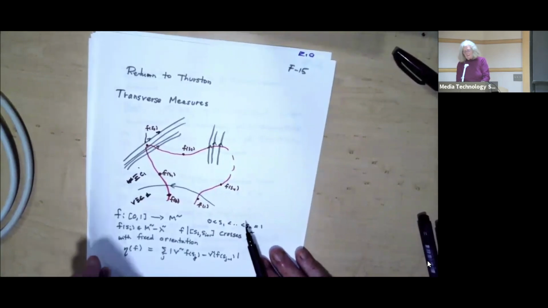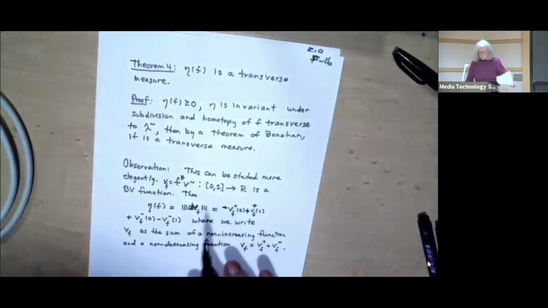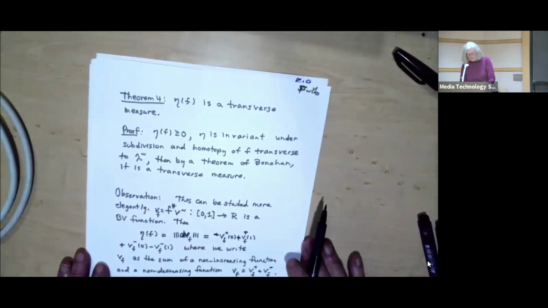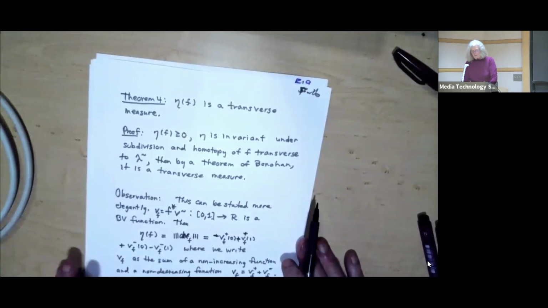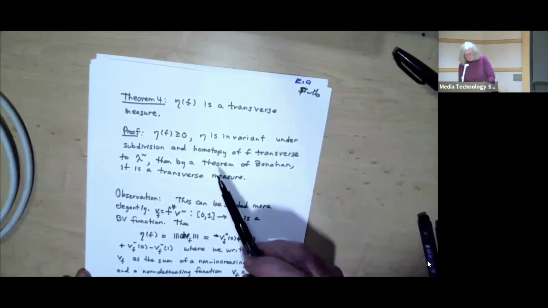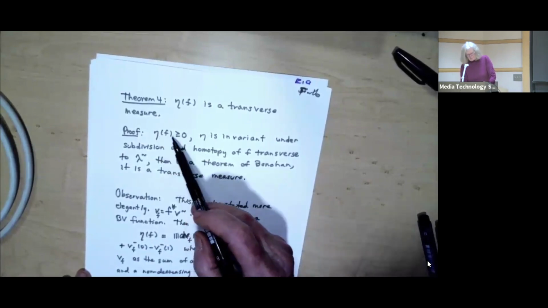And of course, our theorem is that this eta defined is a transverse measure. Since I haven't defined transverse measure for you, what I have to say is, we prove a theorem that if such and such is true, then it is a transverse measure, without really understanding the transverse measure part. But in this case, eta is positive.